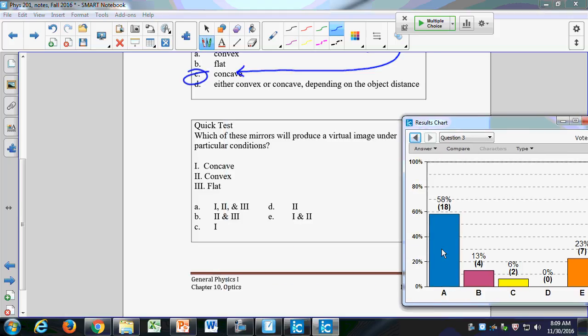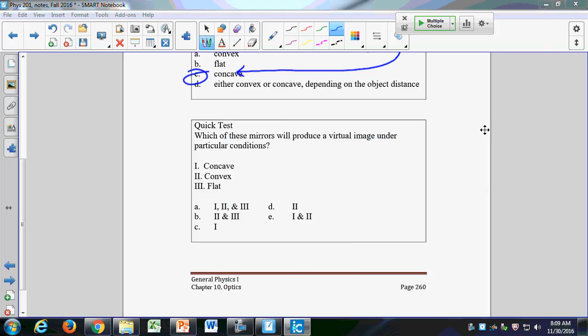Okay, good. 1, 2, and 3 is the right answer. Any one of these can produce a virtual image. The concave can produce a virtual image inside, at, or behind the focal point. You can be close to the mirror, at the focal point, or far from the mirror for a concave.